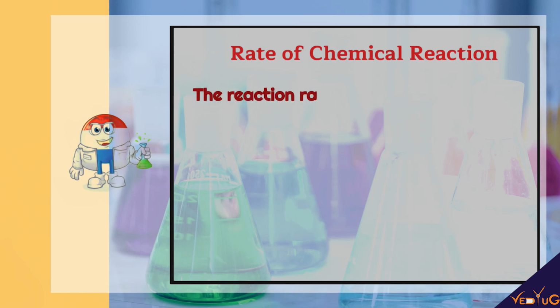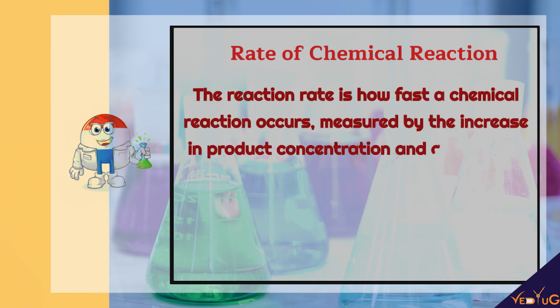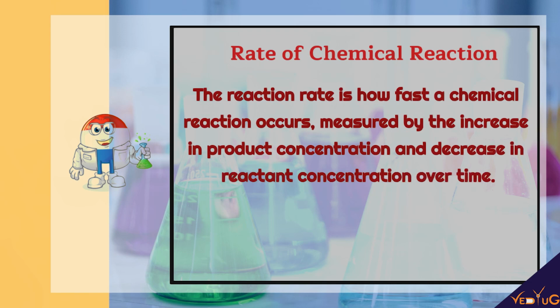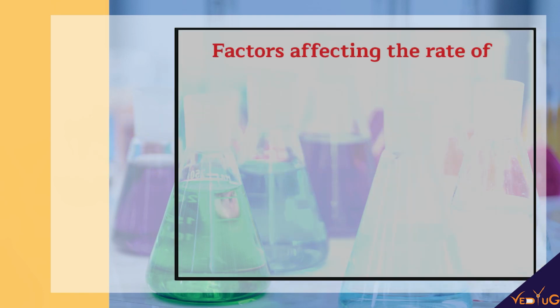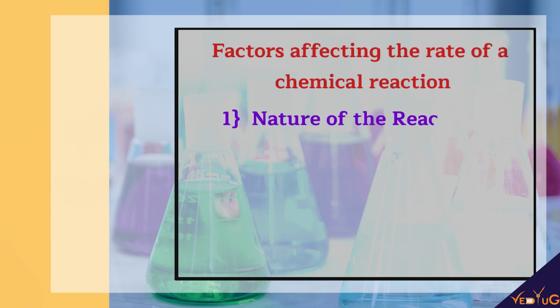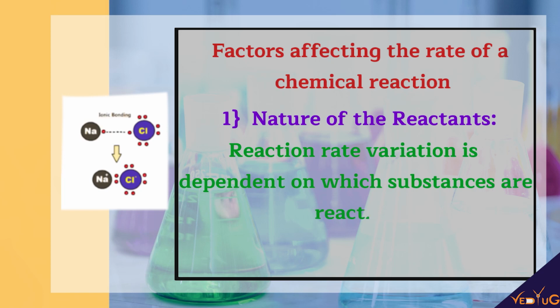The reaction rate is how fast a chemical reaction occurs, measured by the increase in product concentration and decrease in reactant concentration over time. But what are the factors affecting the rate of chemical reaction? First is nature of reactants. Reaction rate variation is dependent on which substances are reacting.